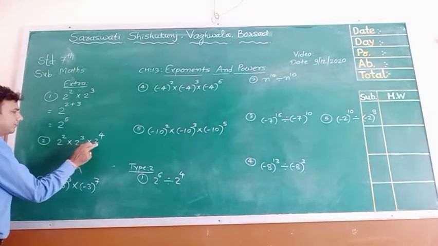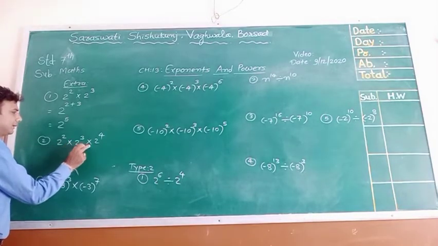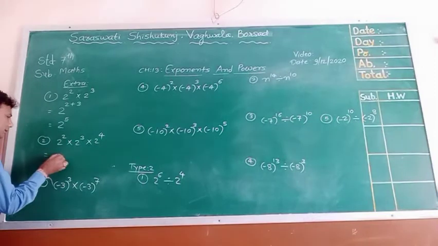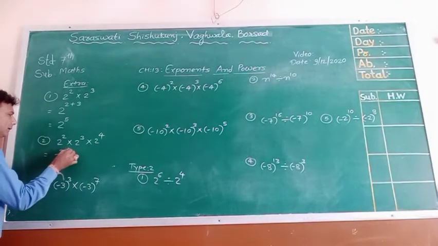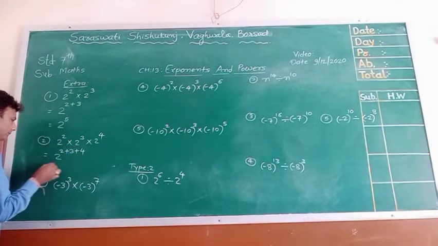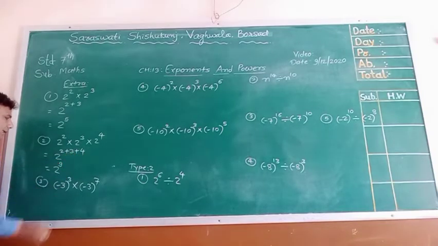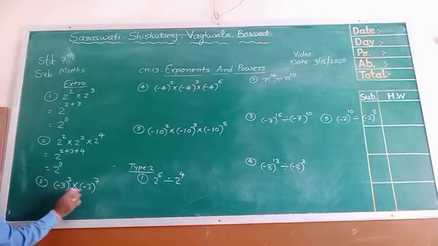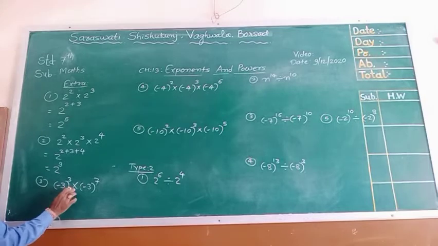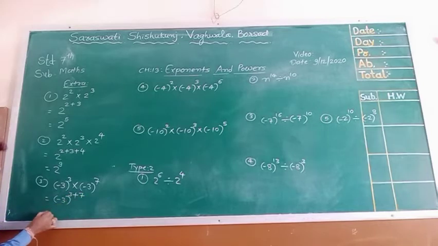Now the same condition we will apply here. Same base, relation multiplication, sum of their powers. 2 plus 3 plus 4. 4 plus 3 is 7, 7 plus 2 is 9. Here same condition, same base, multiplication, both have same base, minus 3, minus 3. Same base, multiplication, sum of their powers. 3 plus 7, 7 plus 3.